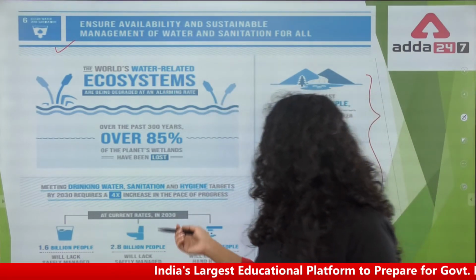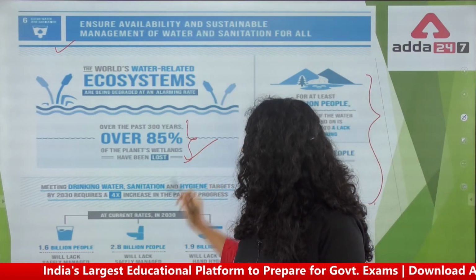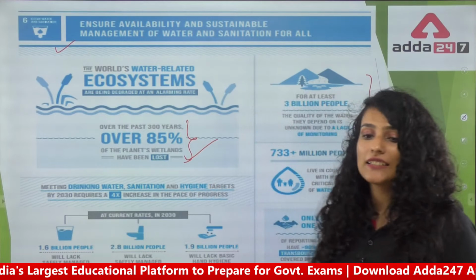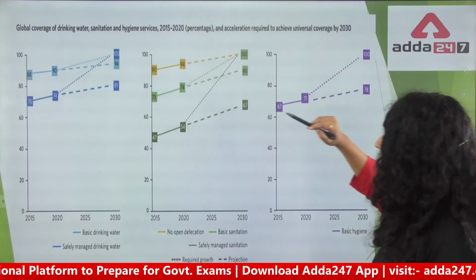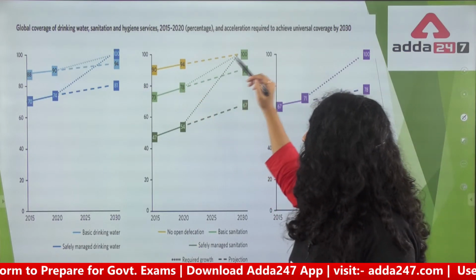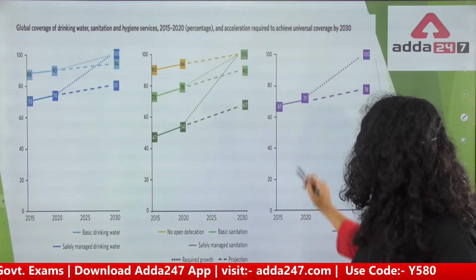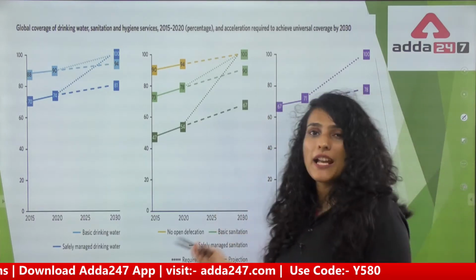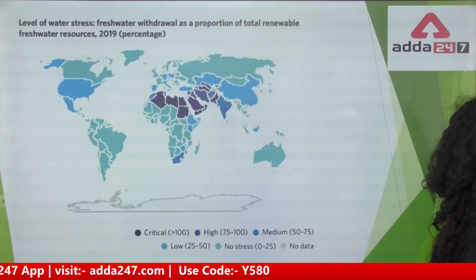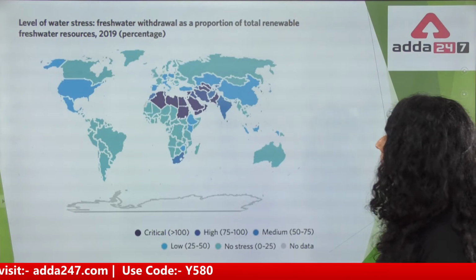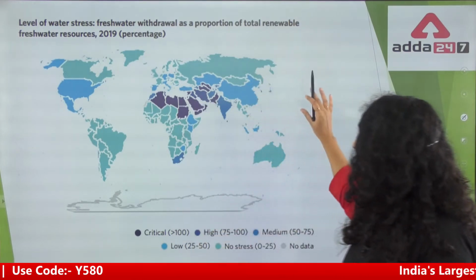Okay, so of course, as per the report, 85% of the planet's wetlands have been lost. Okay, global coverage of drinking water, sanitation and water hygiene. So they have been affected, but not as badly because of the pandemic, but they have been affected by the war, the Russia-Ukraine war. Okay, because see, water stress, this is the water stress map.